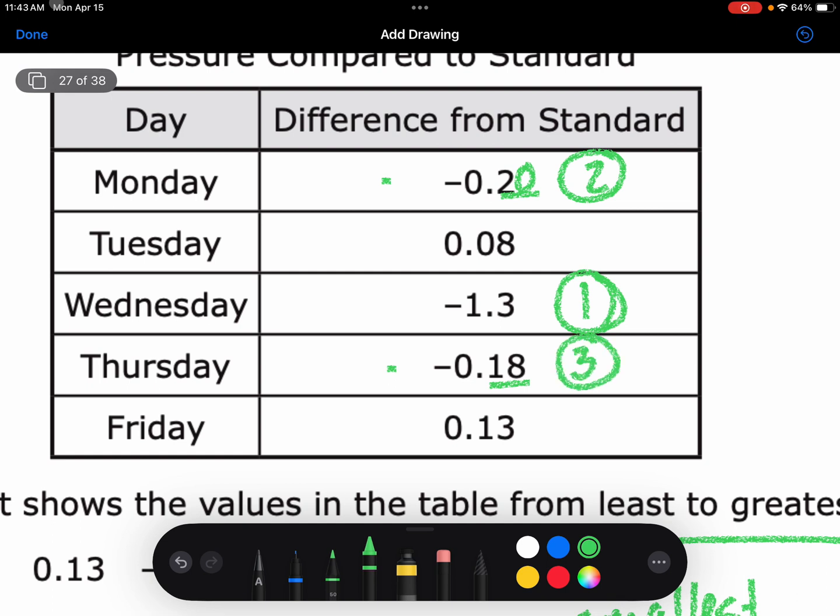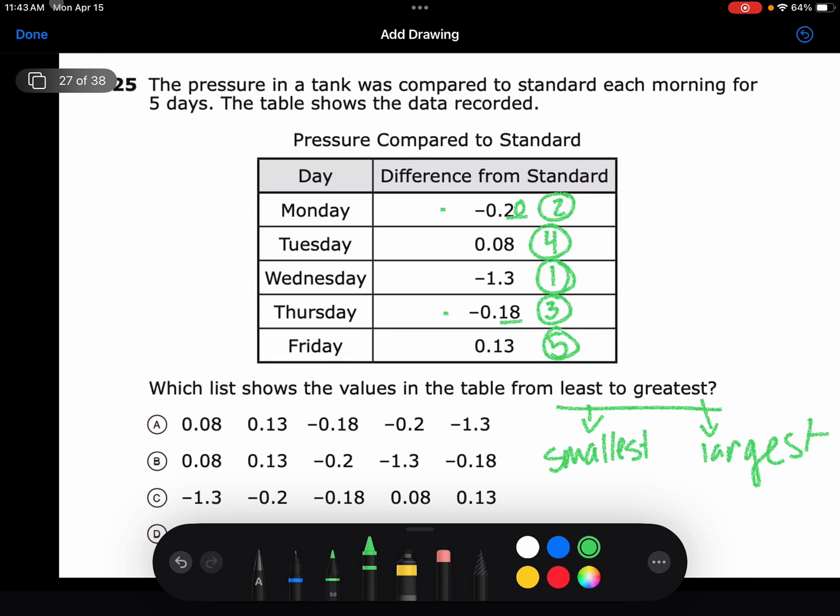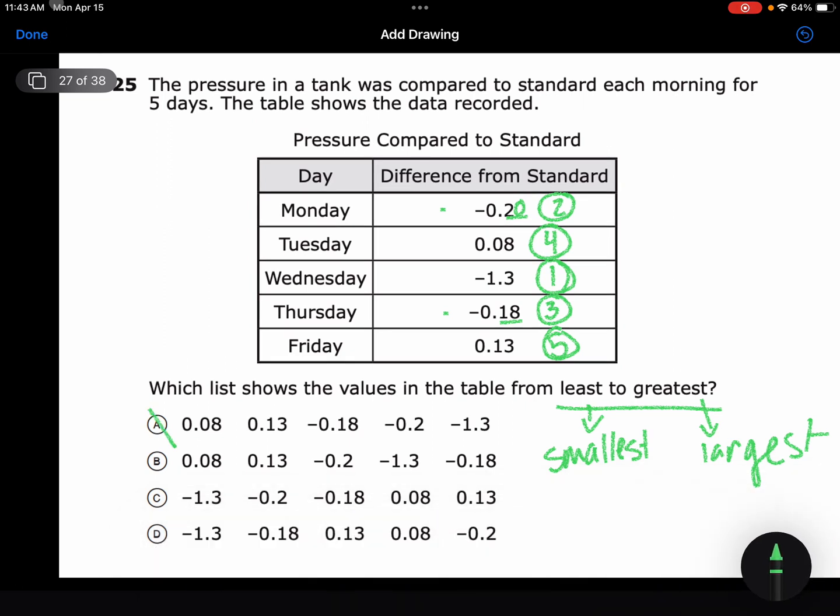And then I just have to look at my positive numbers. Positive numbers are opposite, right? The smaller ones are smaller. So this number right here, 8 hundredths, is smaller than 13 hundredths. So whenever I look at my answer choices, I can go ahead and get rid of A and B because they start with the greatest number. C and D both start with negative 1 3/10. So I've got that going first, and then my second number should be negative 20 hundredths, which means that D cannot work. Negative 18 hundredths, 8 hundredths, and 13 hundredths should be C.